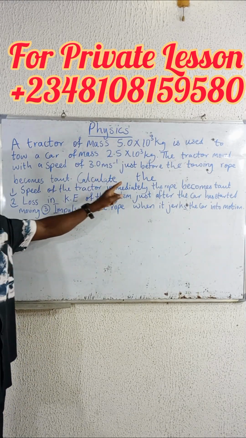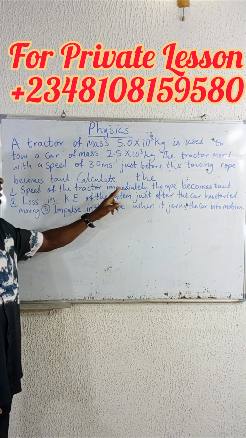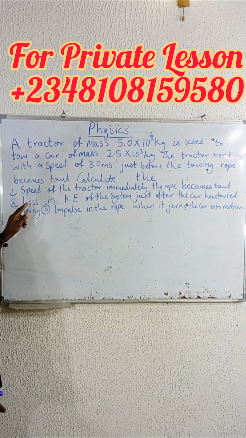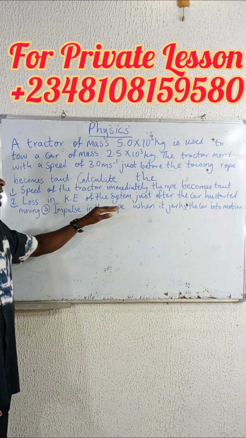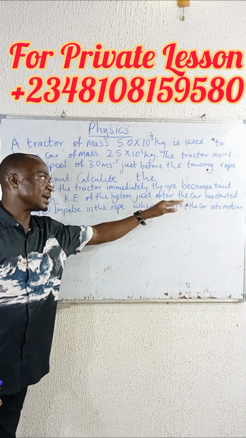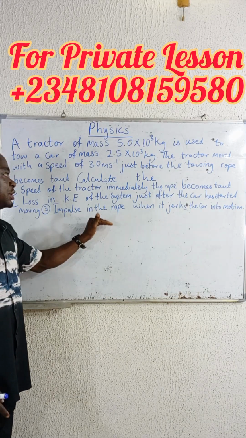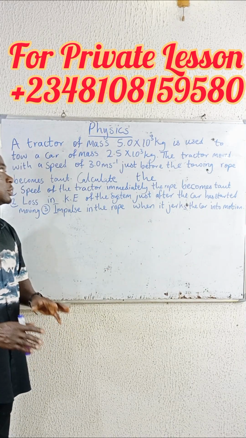Calculate: 1. Speed of the tractor immediately the rope becomes taut. 2. Loss in kinetic energy of the system just after the car has started moving. Number 3. Impulse in the rope when it jerks the car into motion.